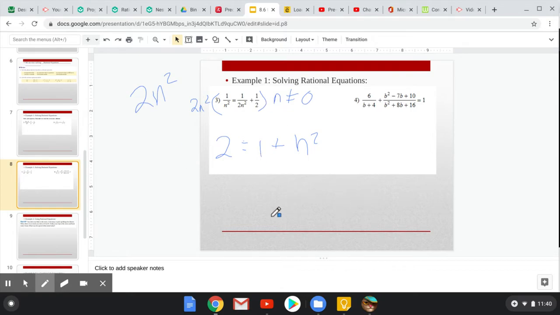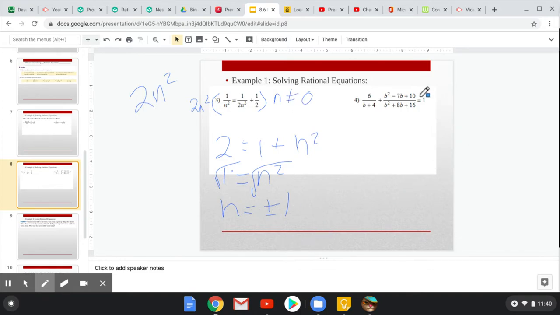So we're going to subtract 1 from both sides, so we end up with 1 equals n squared, square root both sides, so we end up with n equals plus or minus 1. Don't forget your plus or minus, that's really important. So this essentially has two solutions, right? n could equal plus or minus 1, which makes sense because all of our n's are squared. So if I put in positive or negative 1, I'm going to get the same solution. So that makes sense, and neither of those are 0. They don't match our restriction, so we don't have any extraneous solutions.